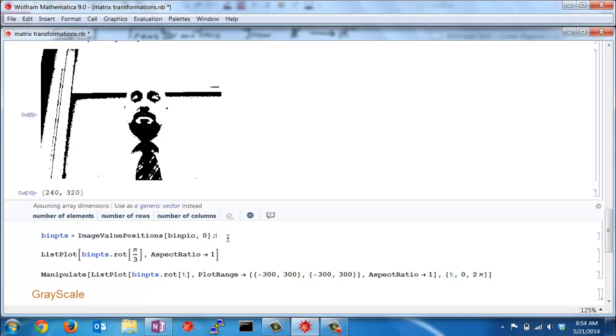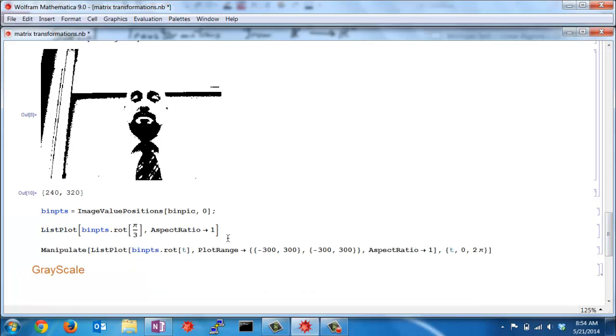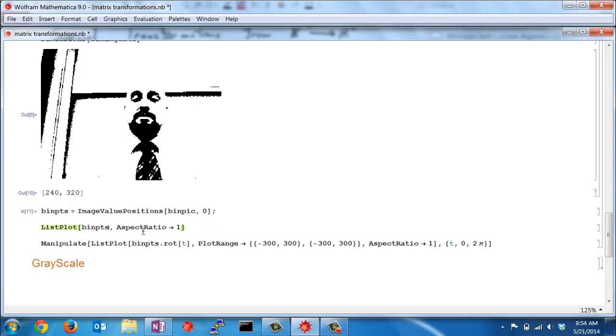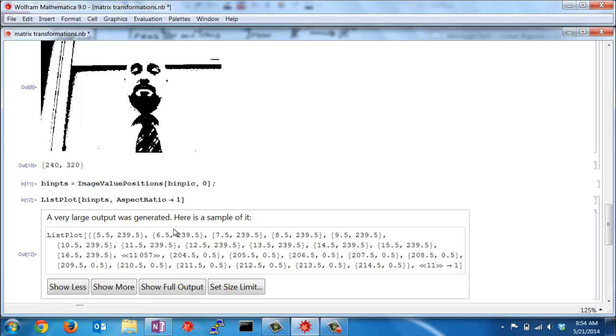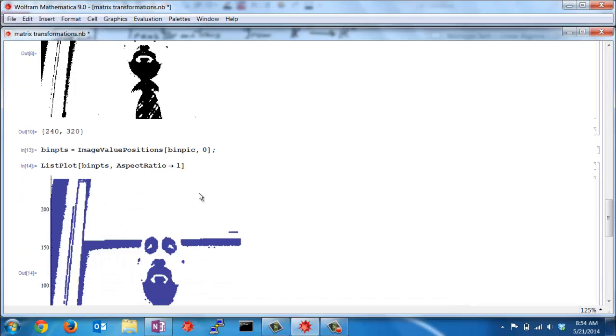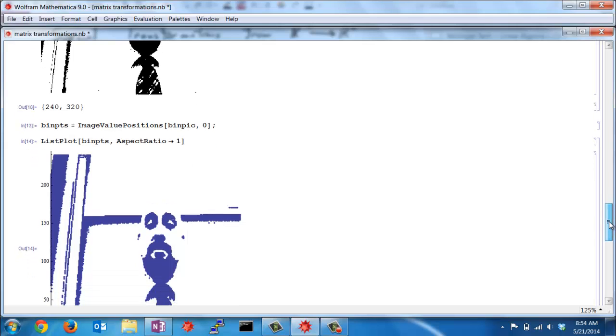Now I do this thing. This says pull all the coordinates that have a value of 0. I did that. And I can plot those values now very easily just by plotting all those coordinates. And when I plot all the coordinates with a 0, I get my picture back, right?